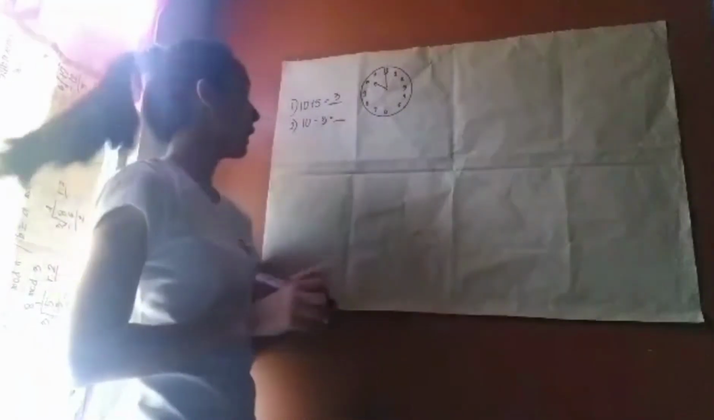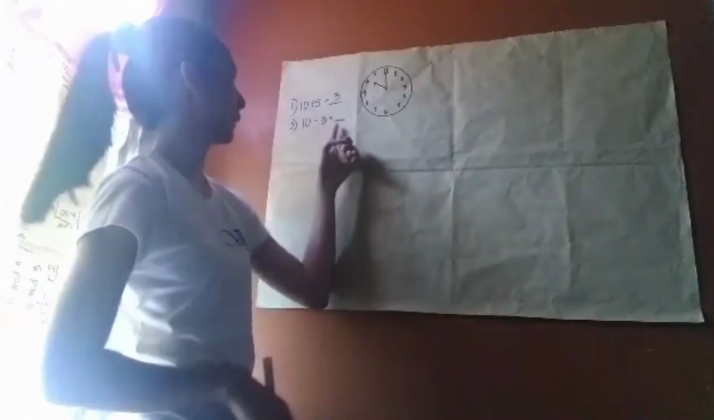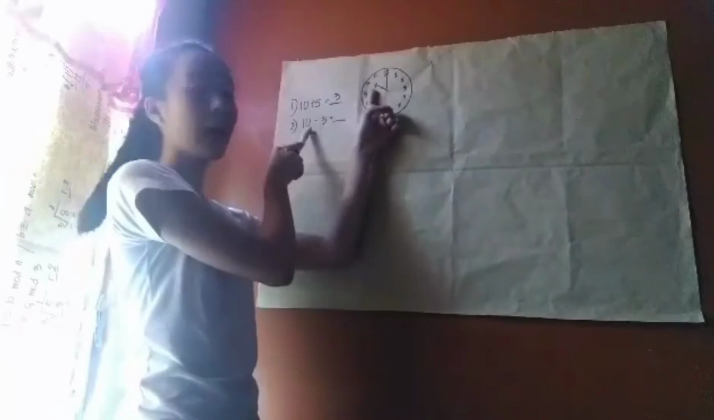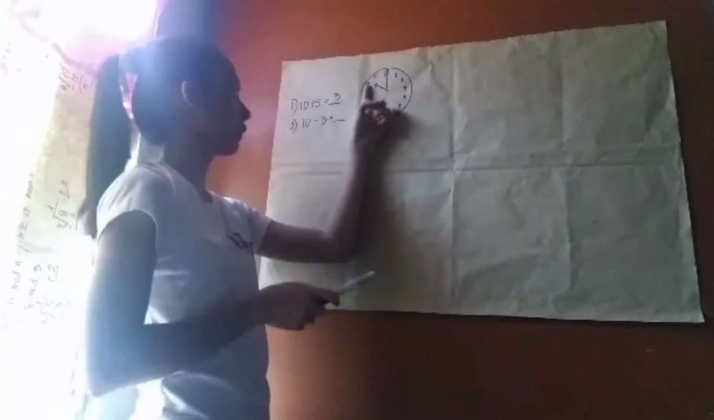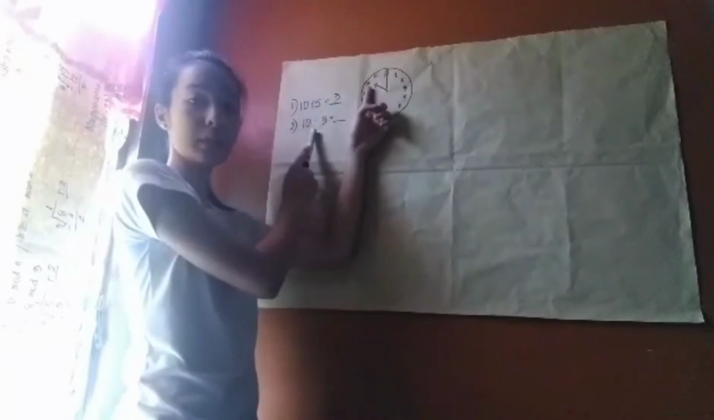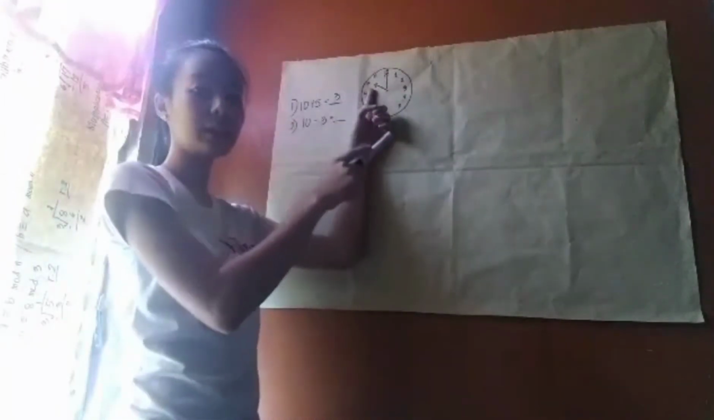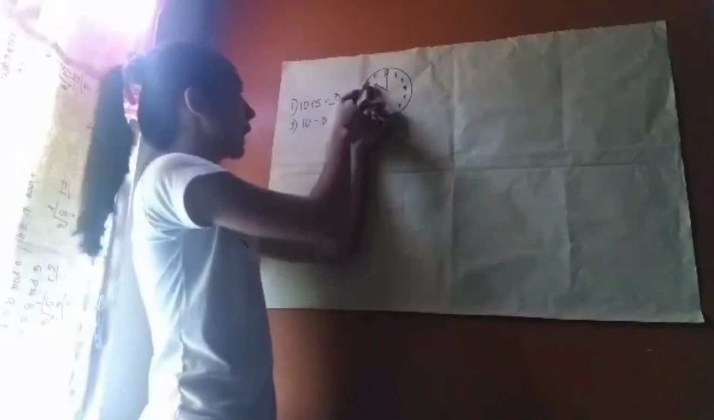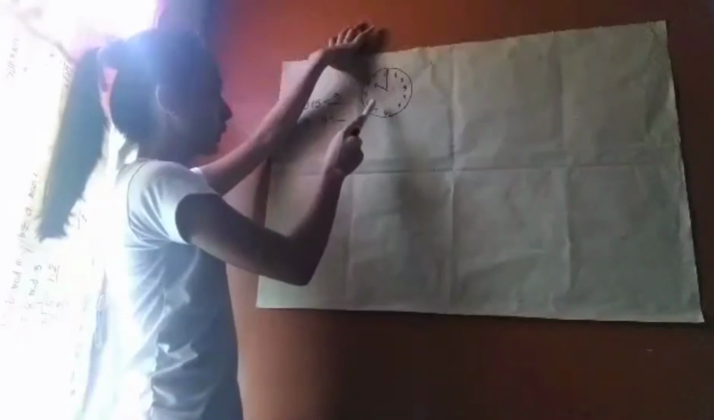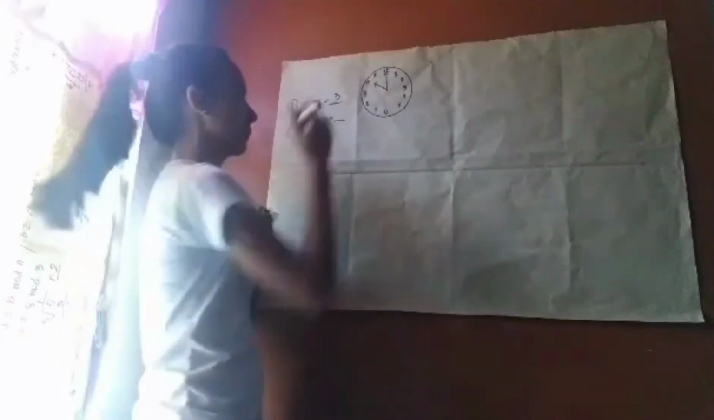What if I have a given of 10 minus 3 is equals to blank? Since we are using the 10, the hour hand of the clock is pointing to 10. And since we are using a negative sign, you are going to count counterclockwise. So from 10, you are going to count counterclockwise: 1, 2, 3. So 10 minus 3 is 7.